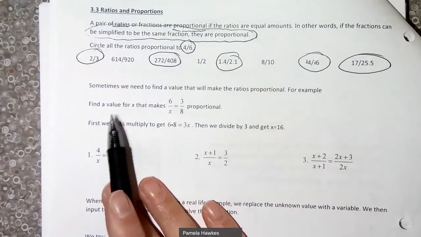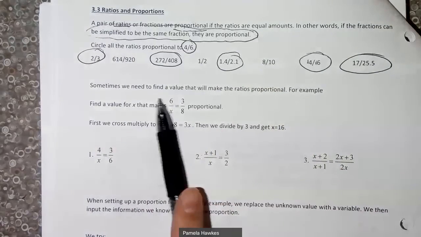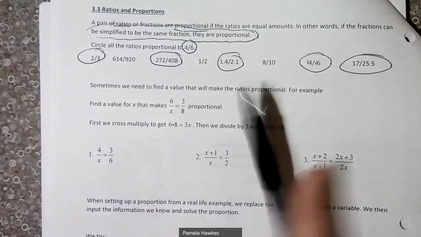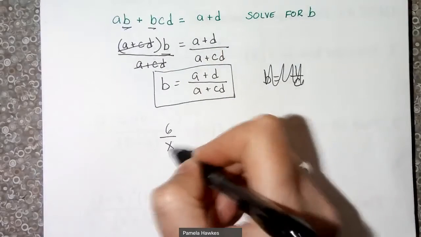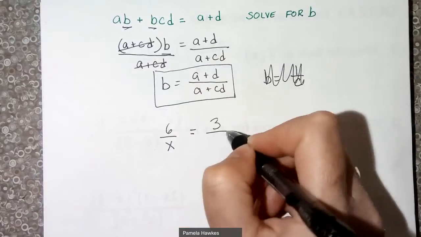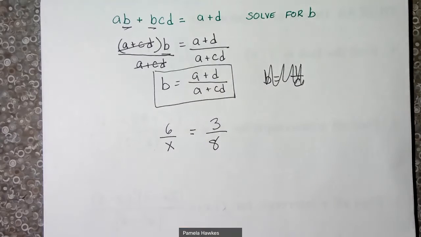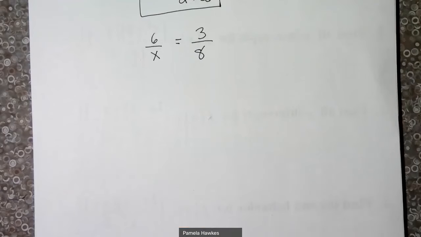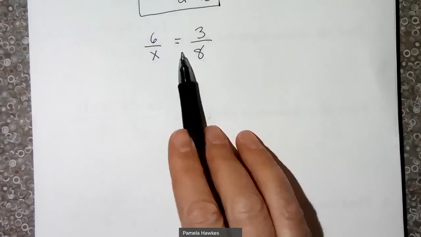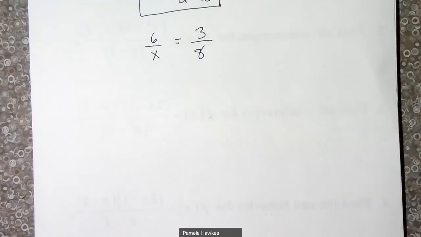So here goes. Sometimes we need to find a value that will make ratios proportional. So for example, if we have 6 over x, and that's equal to 3 over 8, I need to find x. So how am I going to figure it out? Okay, you guys, this is just the same thing we've been doing over and over and over. We've got a fraction equals a fraction. Do we love fractions? No.